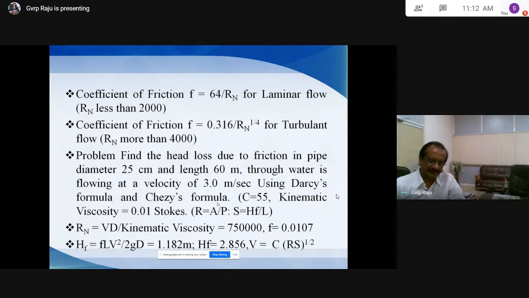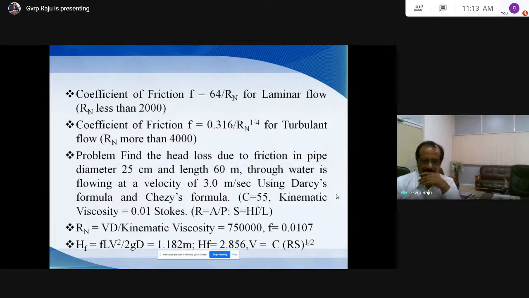Darcy's formula, as you know, the equation is hf = flv² / 2gd, and Chezy's equation, as you know, is V = C√(RS). So we should know these equations here: hf = flv² / 2gd and V = C√(RS).